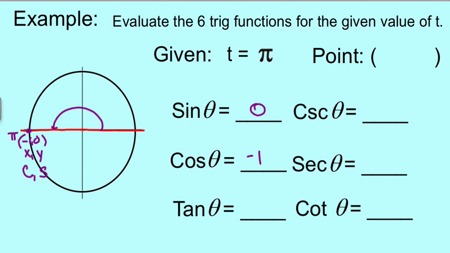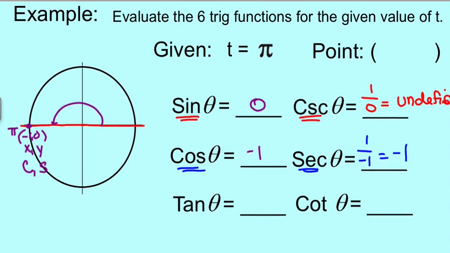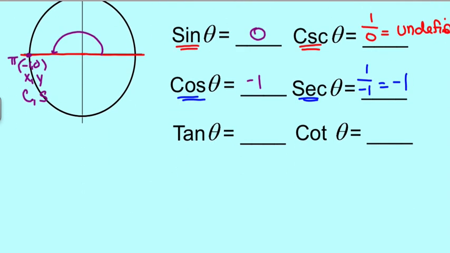To find the cosecant, we reciprocate the sine. So it's 1 over 0, which is undefined. Anything over 0 is undefined. To find the secant, we reciprocate the cosine. So 1 over -1, which is -1. Tangent. To find the tangent, we do y over x. So y is 0, x is -1. 0 over -1 is 0.